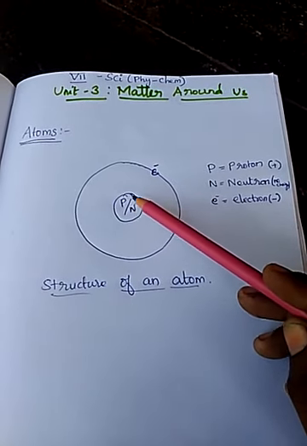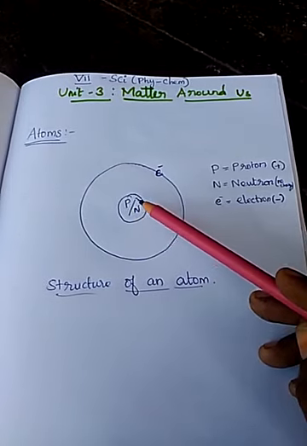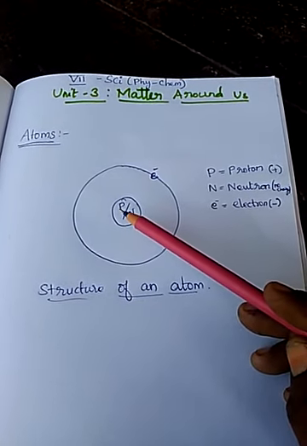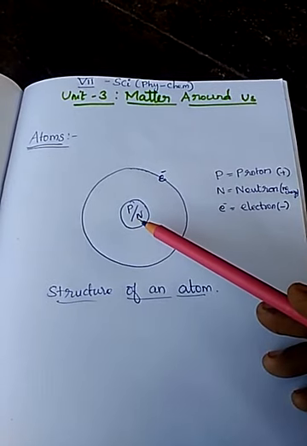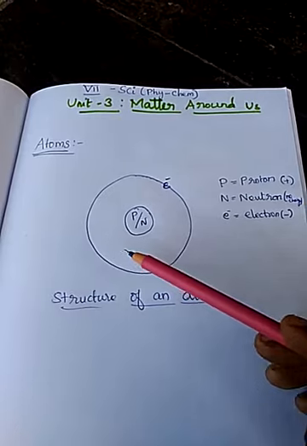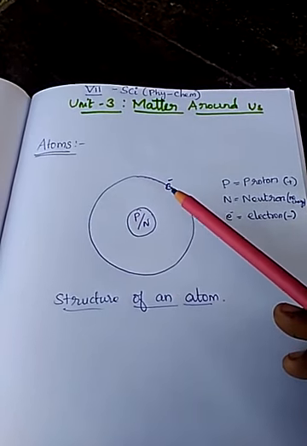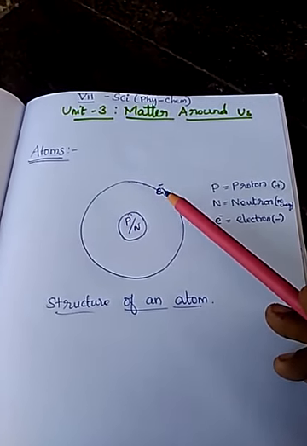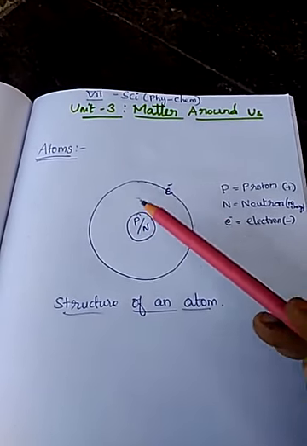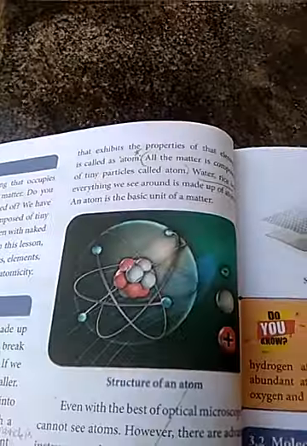It is also known as the nucleus. In the nucleus, what are present? Proton and neutron. Okay, students. Then the electron. This electron revolves around the nucleus. Okay, it is the structure of an atom.